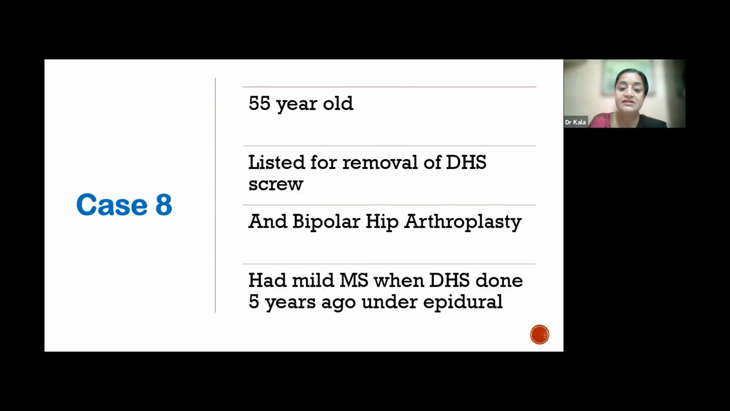parameters intraoperative. This is a 55-year-old listed for removal of DHS screw, and bipolar hip arthroplasty was planned. She had mild MS when the DHS was done 5 years ago under epidural. Now her 2D echo shows moderate mitral stenosis. I could not take a chance; she has global hypokinesia, mild mitral regurgitation along with it, a dilated LA, and moderately compromised LV systolic function.